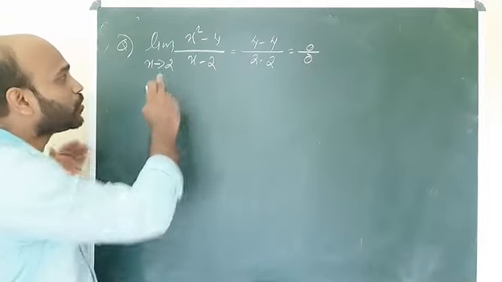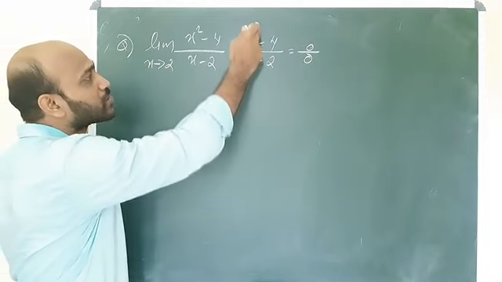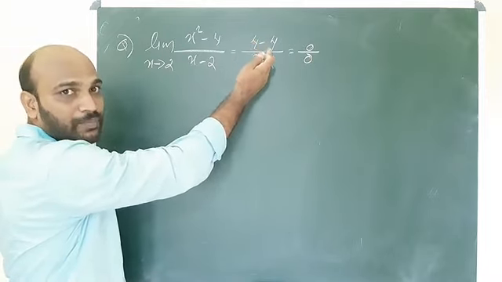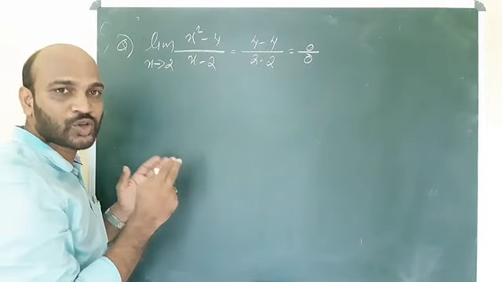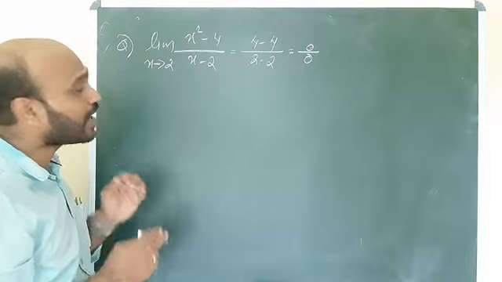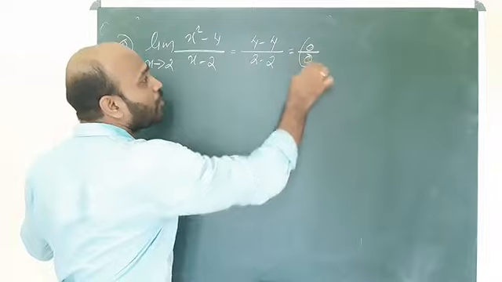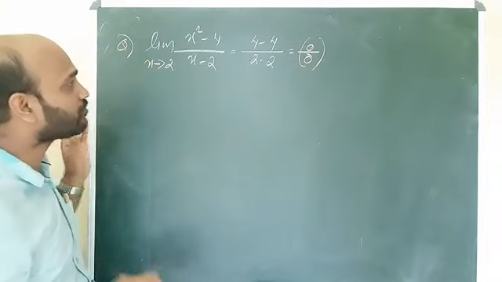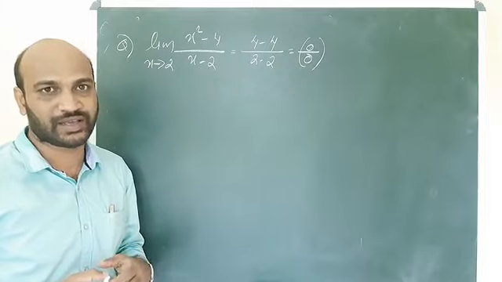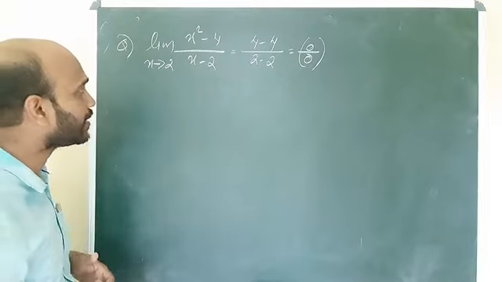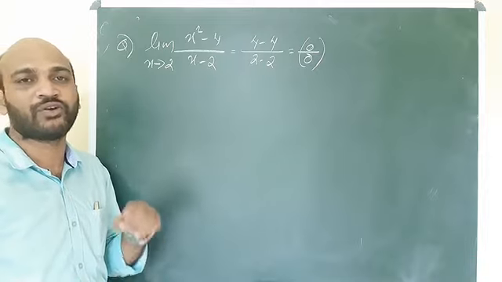It can be 2.01. If it is 2.01, this will be 2.01 square, 4.0 something, like that number we will get. The denominator also is 2.01 minus 2. So you won't get 0 by 0. So we have to apply some other method. So here we can say that this one is a 0 by 0 form. If the function is in 0 by 0 form, then we have to go for factorization. We have to factorize numerator and denominator. You have to cancel the common term. After that, you have to find the value of the function.